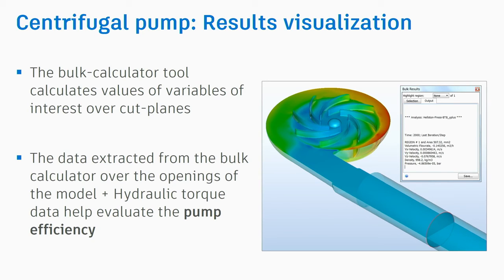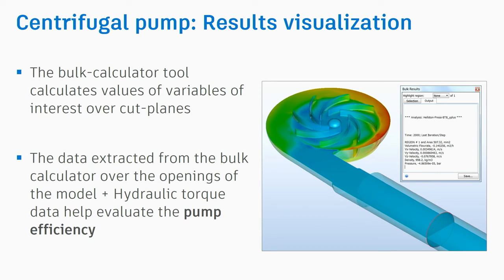So now we're going to see the tools that we use to extract simulation data. There is a very useful tool called the bar calculator. It's very simple to use. So you just need to create a cut plane. For example, you choose the outlet, and then you say, okay, I need to see the values of velocity, pressure, temperature, density. And then in less than 1 second, you click calculate and you get all your values. It's very simple.